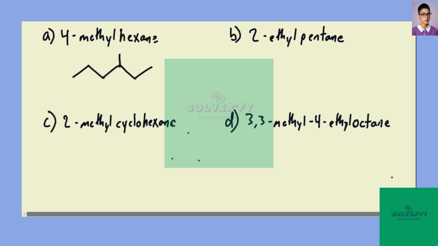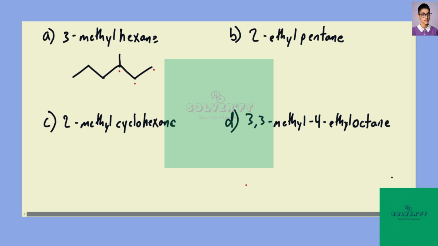So you can see the biggest problem with this is that when you're doing IUPAC naming, you want the lowest possible numbers. And I can count 1, 2 to the third carbon there. So instead of 4-methyl, this should simply be 3-methylhexane.